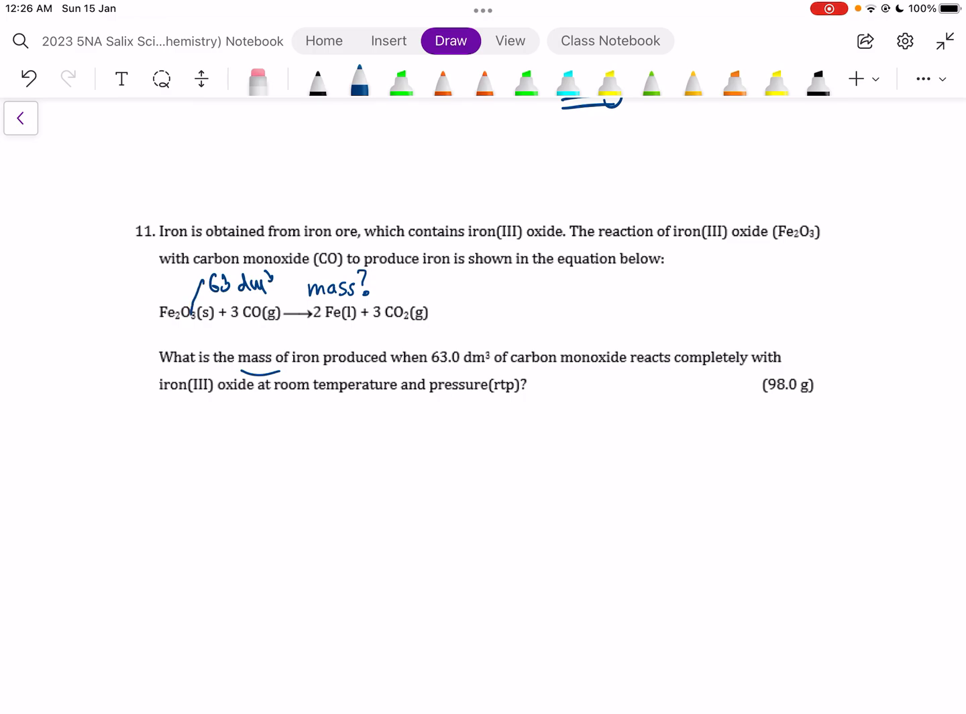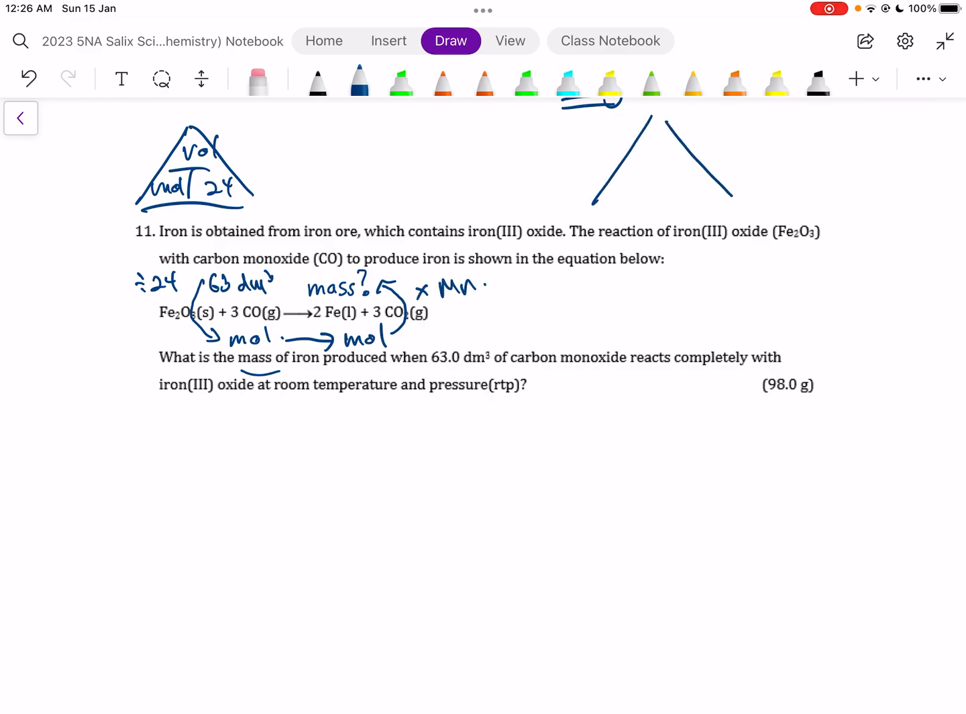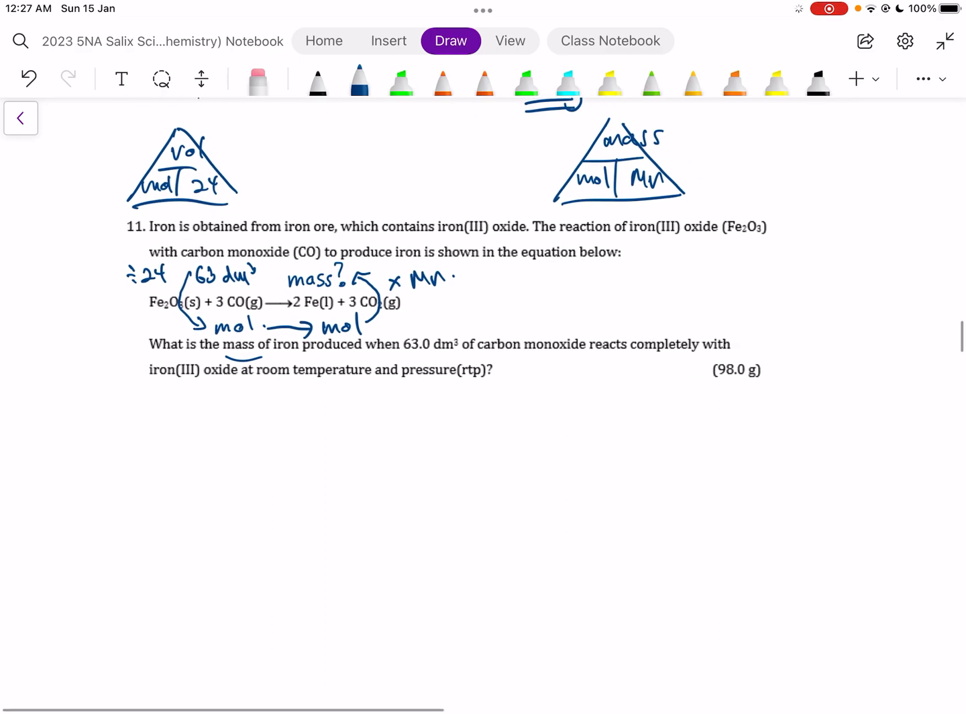What you can do first is find the number of mole of the carbon monoxide. Because it's a gas, you can apply the formula mole equals volume over 24, so this one is divided by 24. Then use the mole ratio to iron, which in this case is 3:2. After that, you multiply the mole by mR to get the mass, as can be seen from this formula. Let's take a look at this.